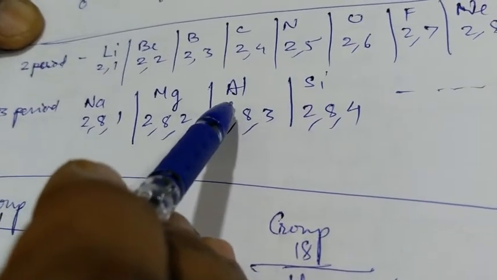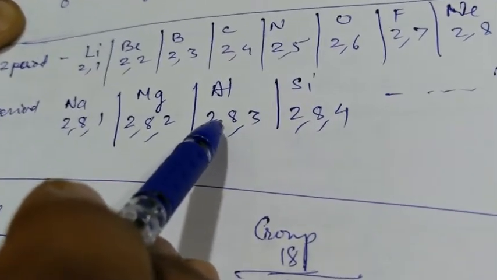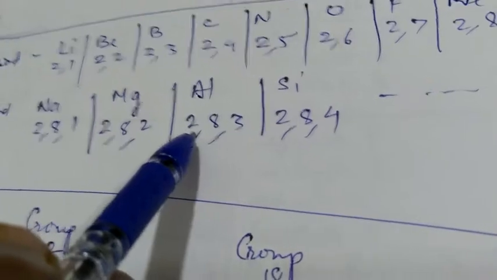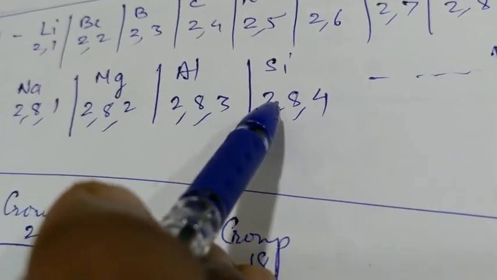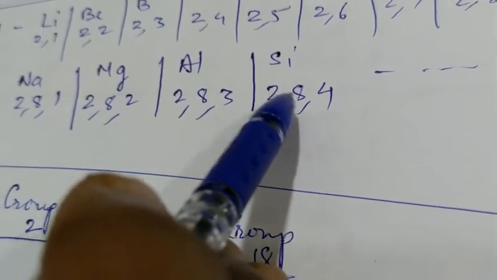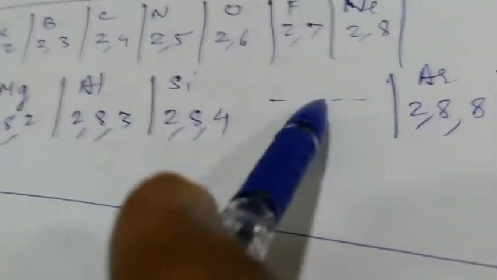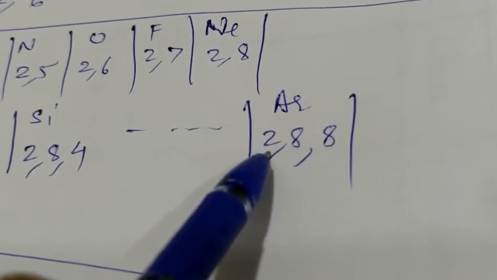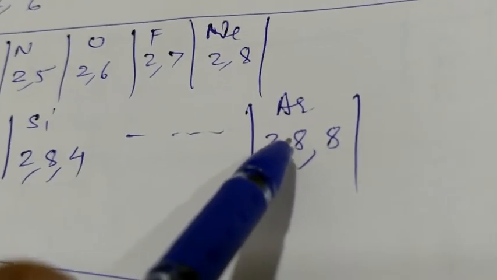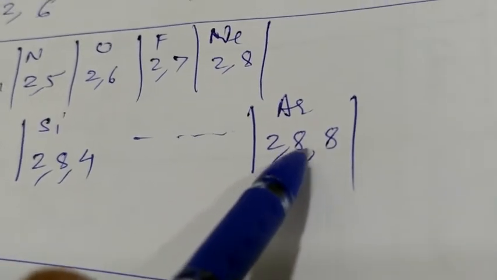Then aluminium, atomic number 13, so I will write 2, 8 and 3. Then silicon, atomic number 14, then 2, 8 and 4. In this manner you go, and the last member of the third period is argon. Its atomic number is 18, so I will write 2, 8 and 8.